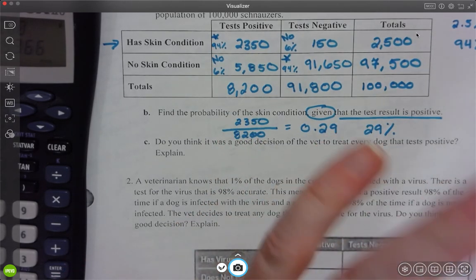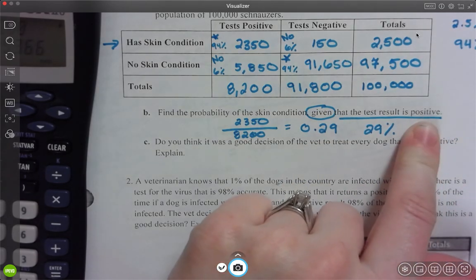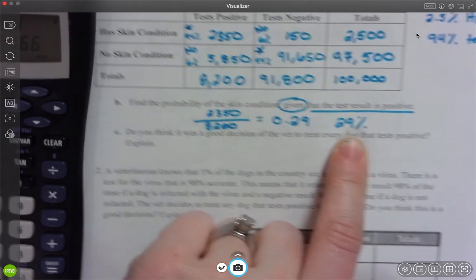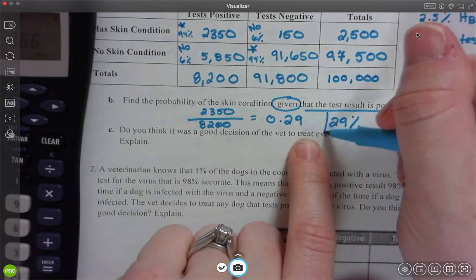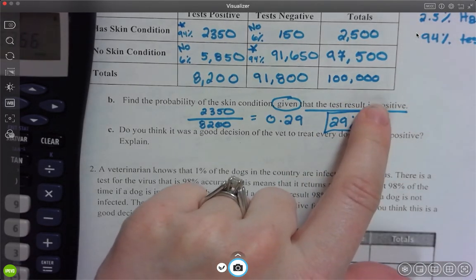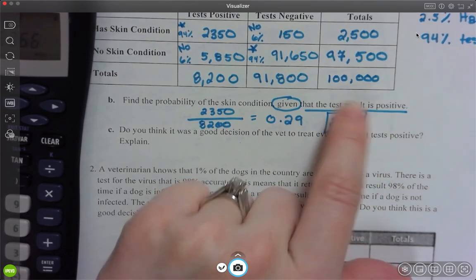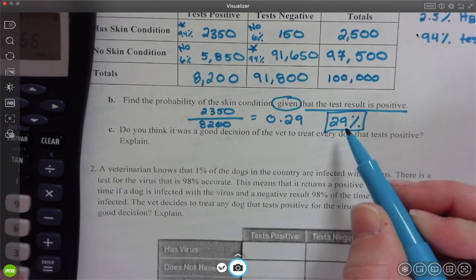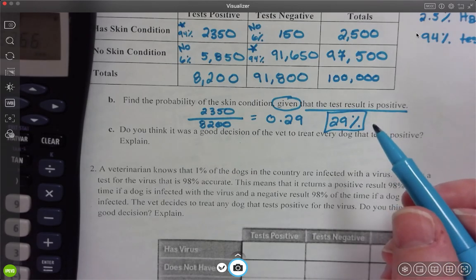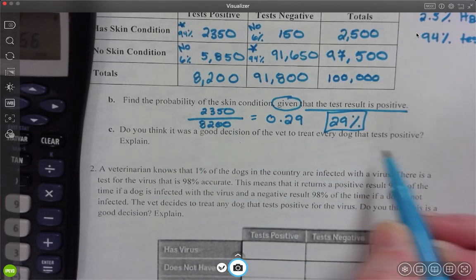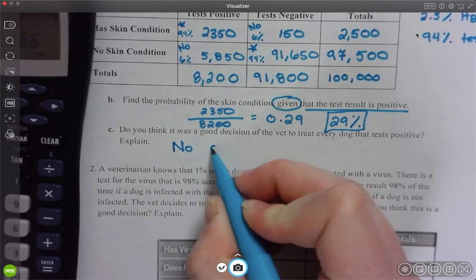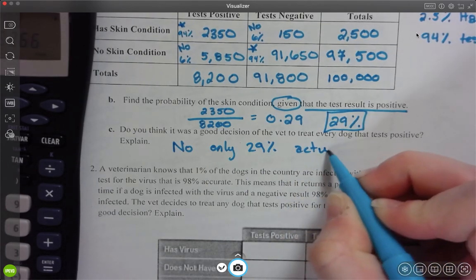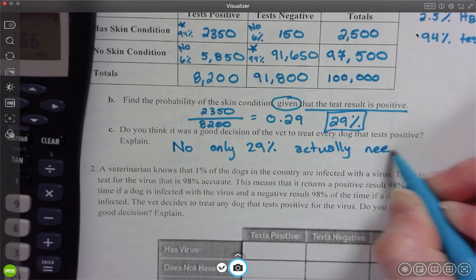Okay, so this is the really alarming thing. If you test positive, there's only a 29% chance you actually have the skin condition. That's crazy, okay? So this is where the results really break down. If you have a positive result, there's really only a 29% chance that you have the skin condition, which means that we're treating dogs with the skin condition that don't actually have it. Do you think it was a good decision of the vet to treat every dog that tests positive? No. Only 29% actually need treatment.